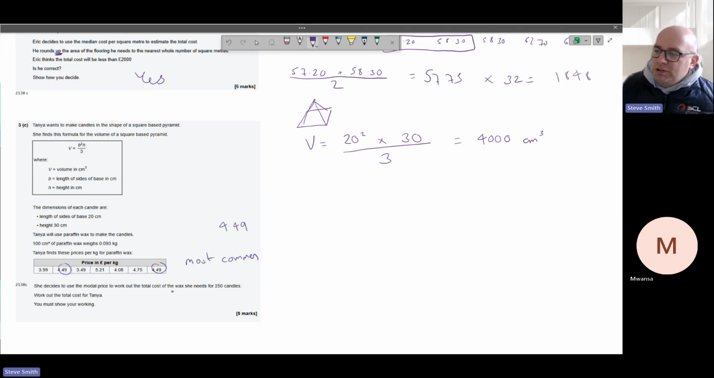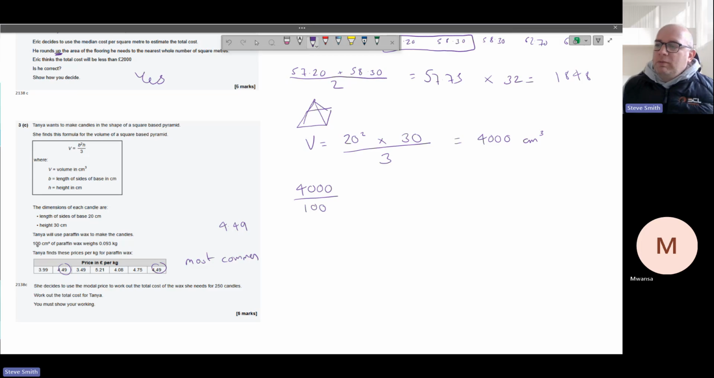She decides to use the modal price to work out the candle. She needs 250 candles. So we've got this part here. We can times it by 250, and then we can see how much weight it's going to be. So we've got one candle here. So we go 4,000. That's our candle volume in centimeters cubed, divided by 100. And we divide it by 100 because we want to know how many kilograms each candle's going to weigh.